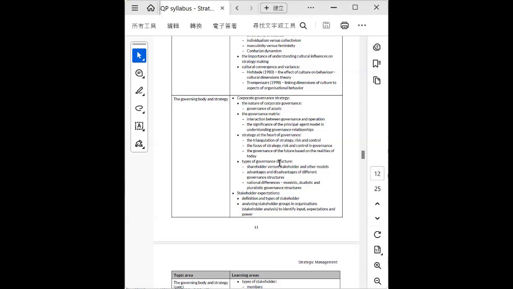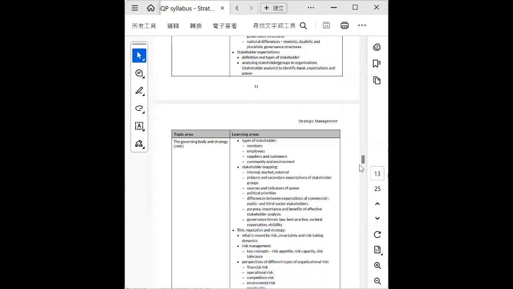And then, with this type of governance structures: shareholder value, stakeholder value, advantages and disadvantages of different governance structures, national differences, monolithic, dualistic or pluralistic governance structures. So it explores the variations in governance practice in different countries and different organizations.